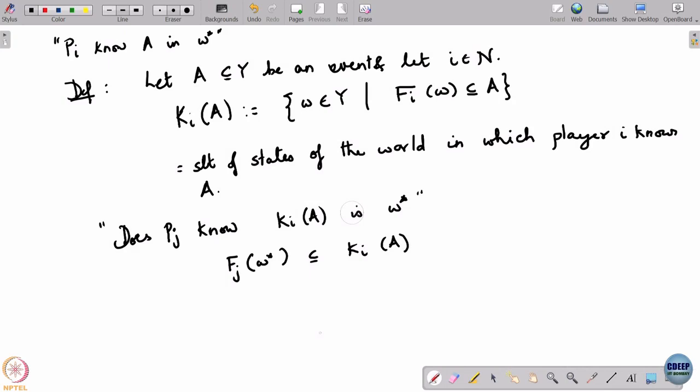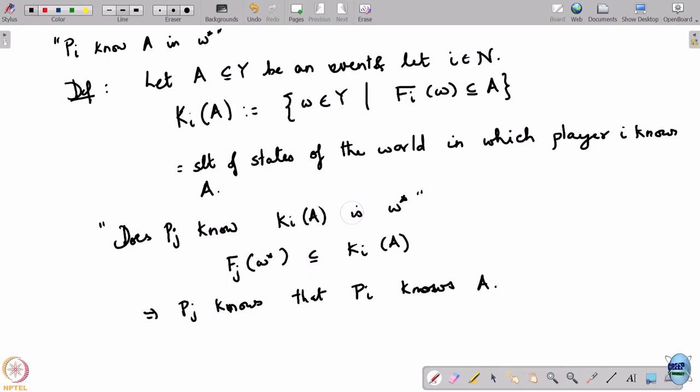But what is Ki of A itself? Ki of A itself is the event that player I knows A. So, if player J knows Ki of A in omega star, then effectively we can say that player J knows that player I knows A. But now I can recurse on this further.